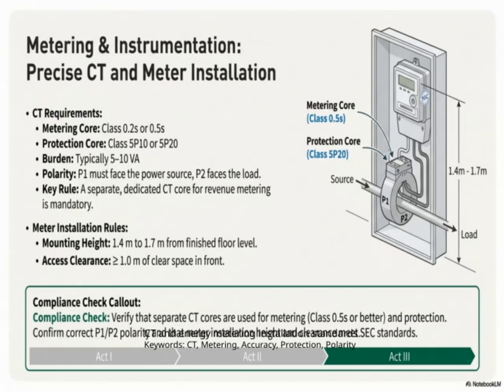First, CT, or current transformers, play a crucial role in measuring current accurately and safely. Ensuring they are installed according to standards helps us achieve reliable measurements. Metering accuracy is vital because it directly impacts billing and system monitoring, so following proper standards ensures our measurements are precise.